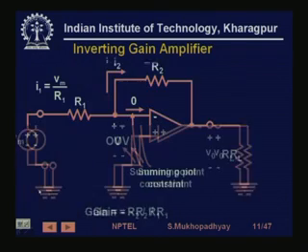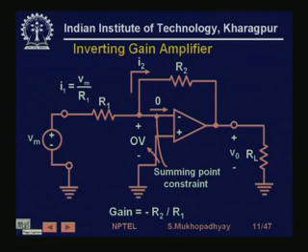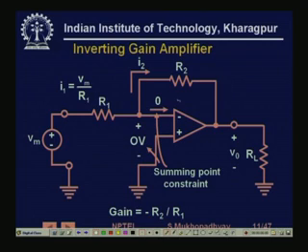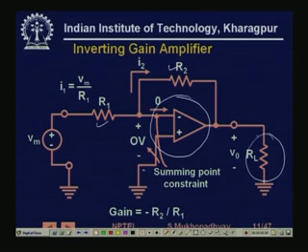The first configuration that we are looking at is an inverting gain amplifier. This is the operational amplifier element, connected to these external elements R1, R2. This is the load resistance, and one of the terminals is called the non-inverting input. The actual signal input is coming to the inverting terminal, so if you apply a positive voltage here, you will get a negative voltage here. That is why this amplifier is called an inverting amplifier or an inverting gain amplifier.